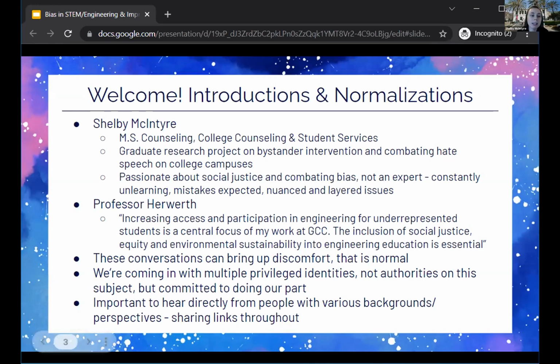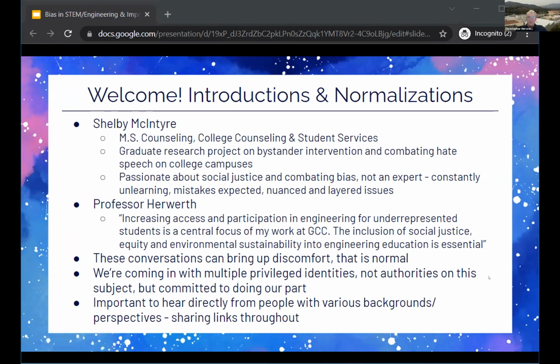I'm really glad to see that we've got different people with different identities already here. A lot of people think of gender bias in STEM, but we are going to talk about all different kinds of biases, not just gender bias, but of course that one as well. We pulled this from Professor Herworth's bio on the GCC website, and as you can see, it's been a focus of Professor Herworth's work as well. Did you want to add anything to that?